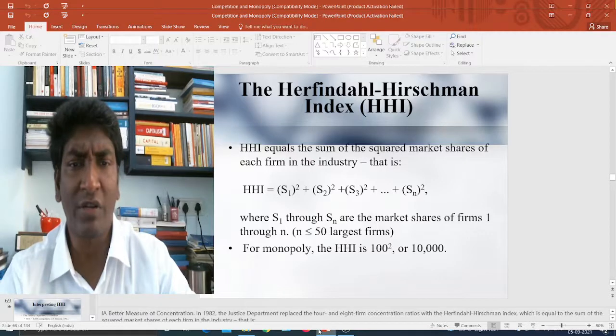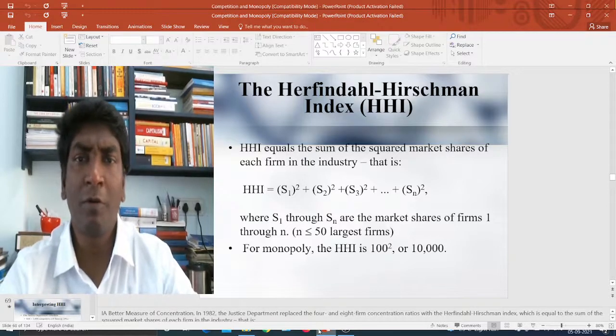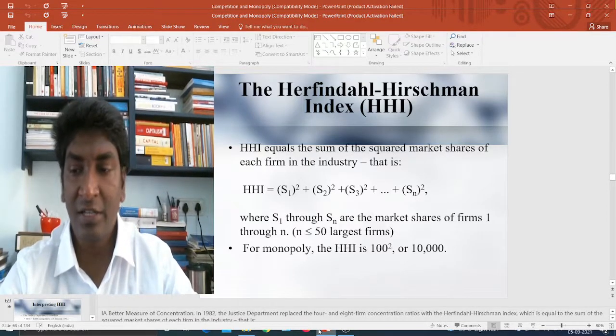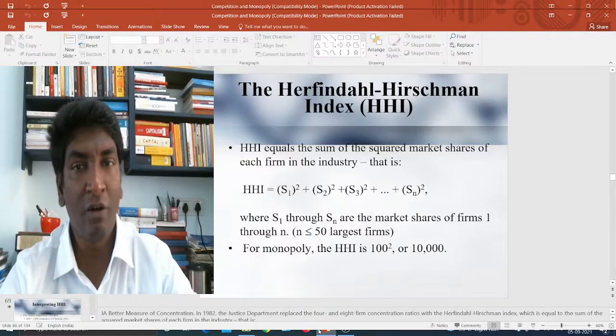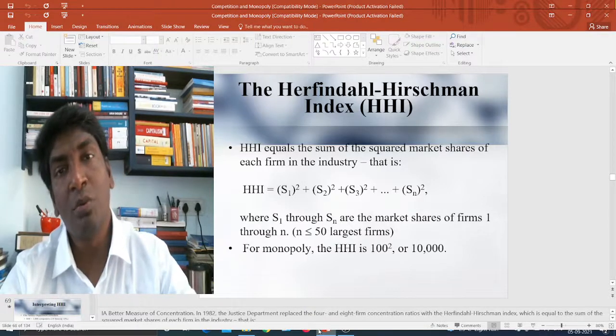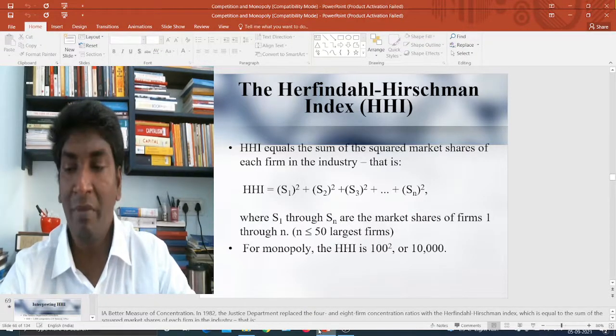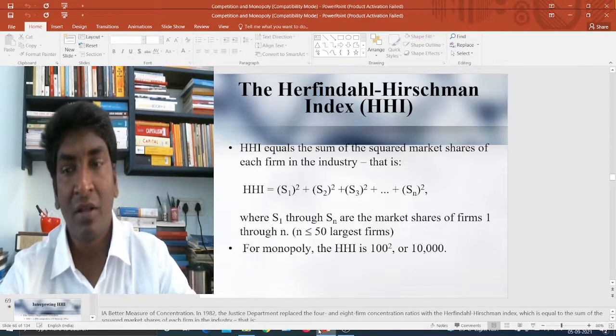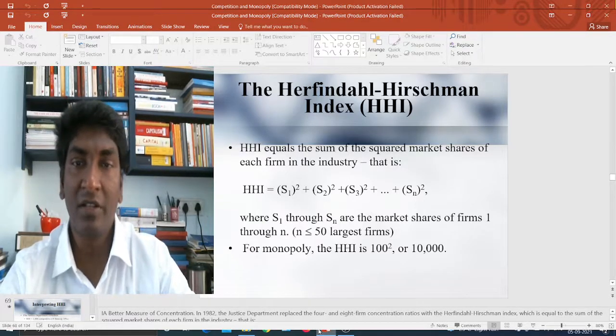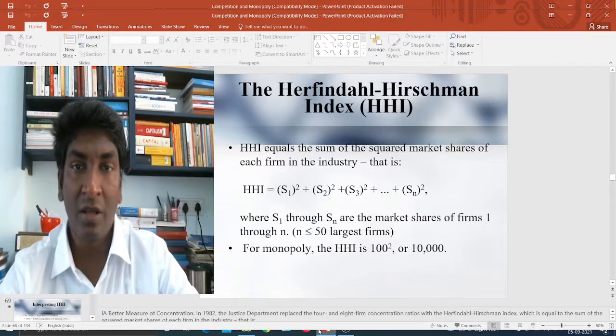Very, very important point. Why? Because of many logical possibilities. I may have a big firm with a network throughout the world. So maybe I have, say, a 20% share in India, and another 15% share in China.